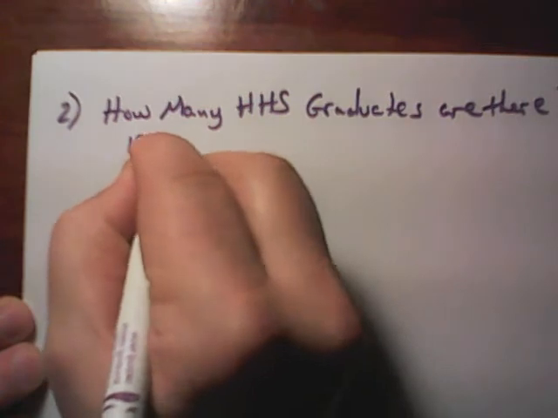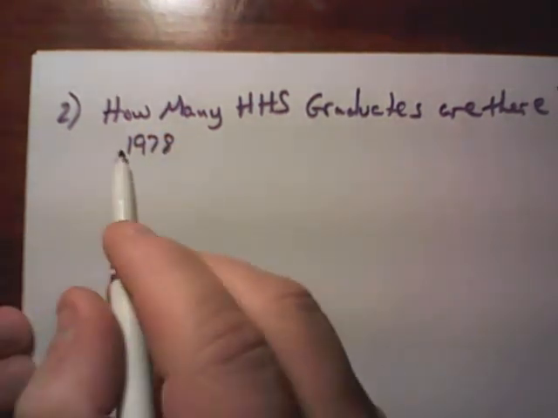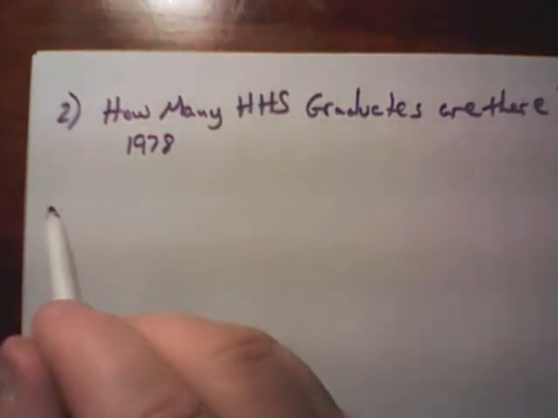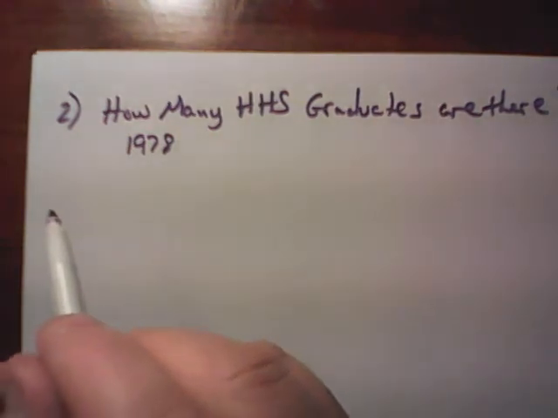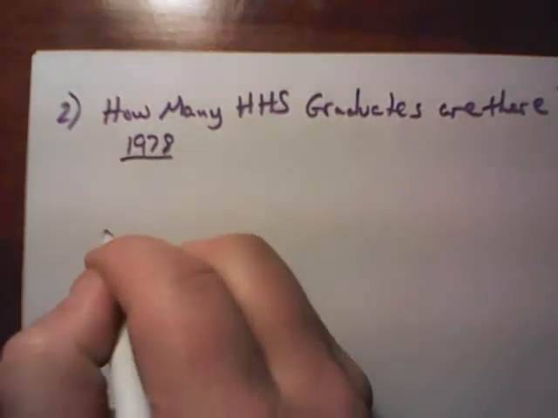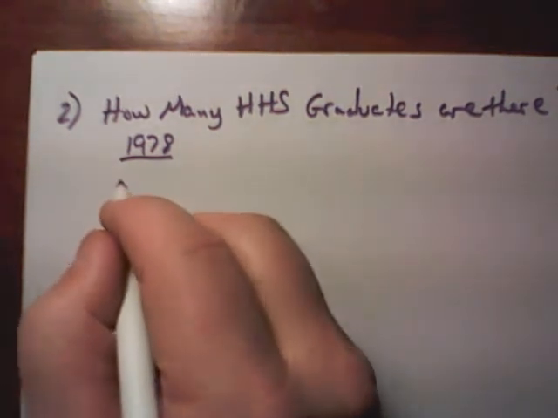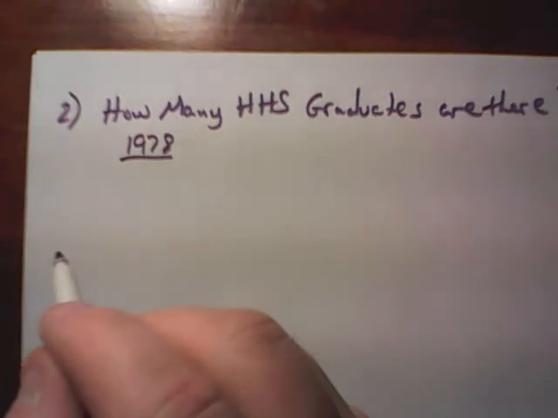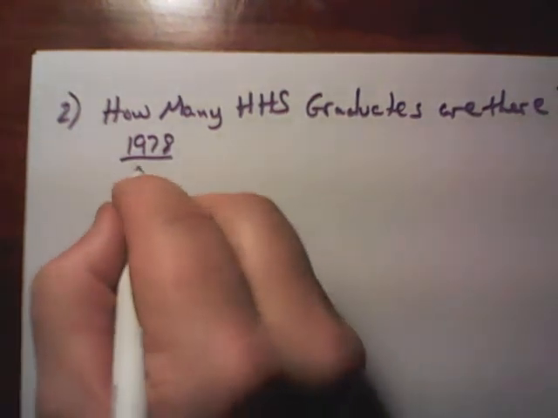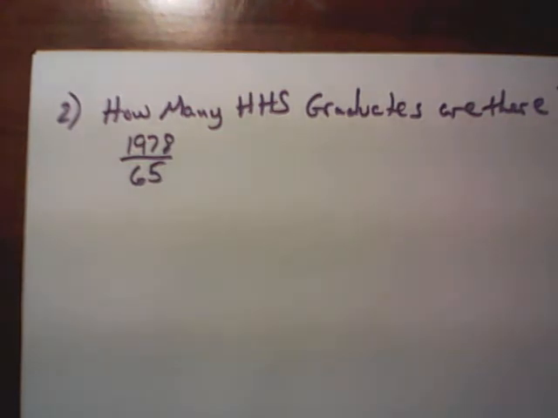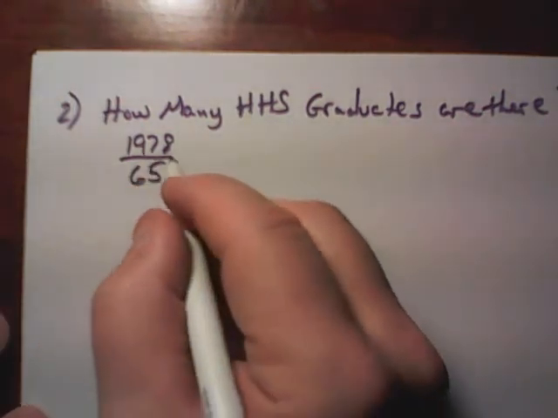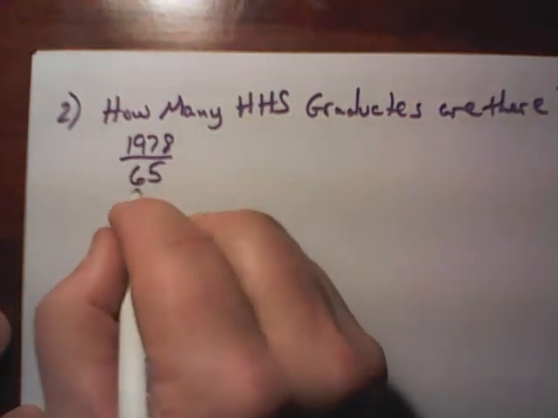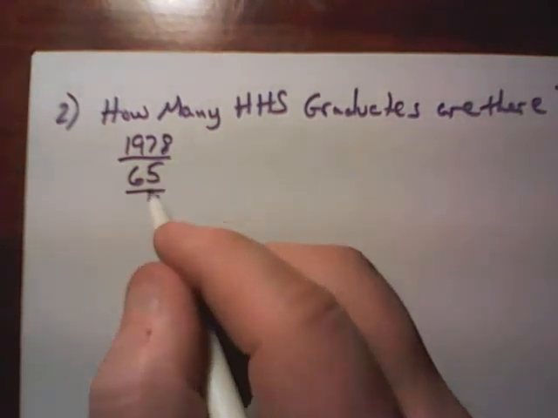Homestead High School was opened in, and the first graduates graduated in 1978. I believe the doors were opened in 1977. And in 1978, I don't know exactly how many graduates there were that year, but we're going to assume that in that particular year there were 65 graduates from Homestead High School. And so we're going to assume that that is our first term.